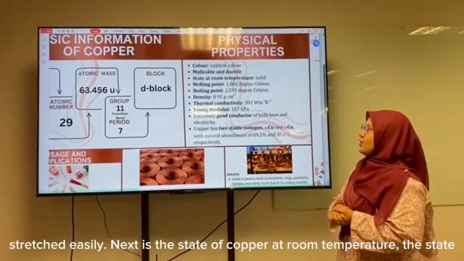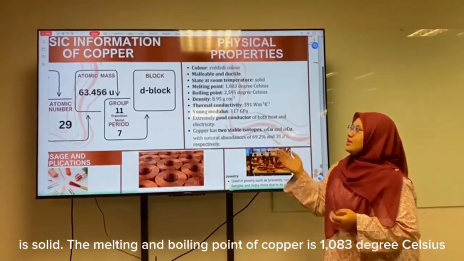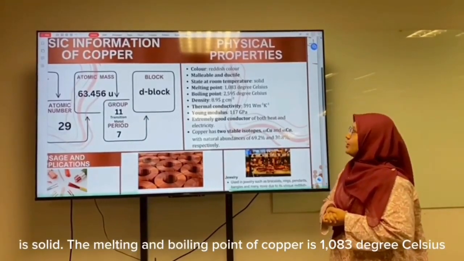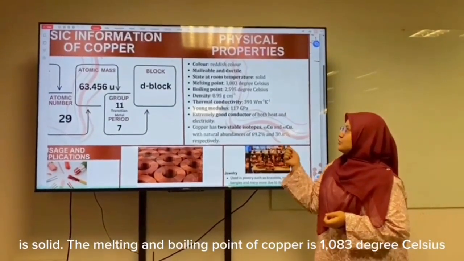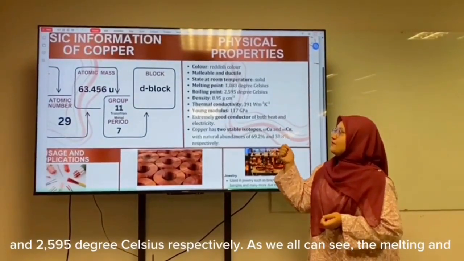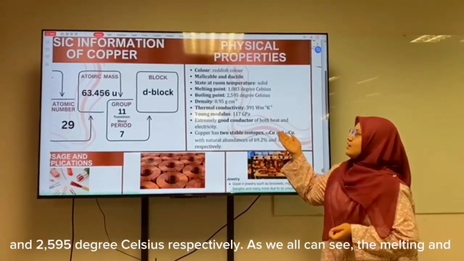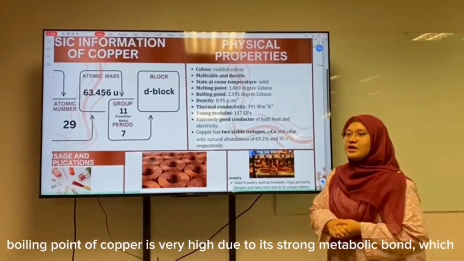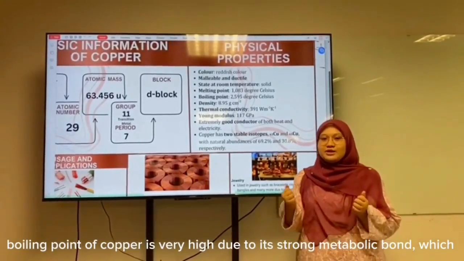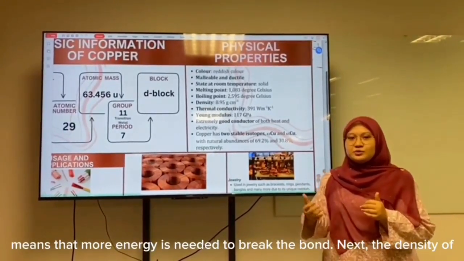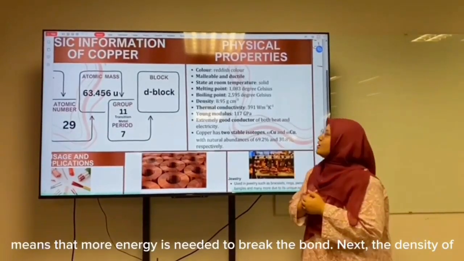Next is the state of copper at room temperature. The state is solid. The melting and boiling points of copper are 1083 degrees Celsius and 2595 degrees Celsius respectively. As we can see, the melting and boiling points of copper are very high due to its strong metallic bonds, which means that more energy is needed to break the bonds.